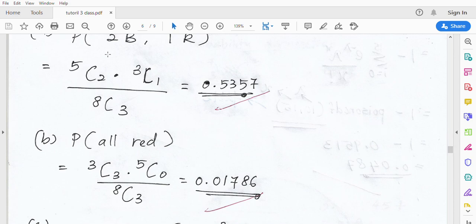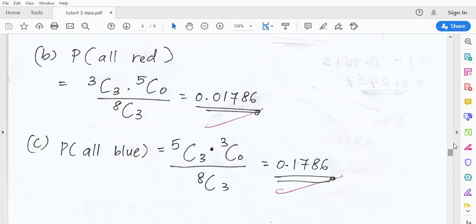More easily, we use this formula. Actually it's the same as the previous exercise. There are blue and red, so there are 5 blue, we choose 2 blue, and from 3 red we choose 1 red only. So divided by the total: we choose 3 and there are 8 candies. So we divide and get 0.5357.